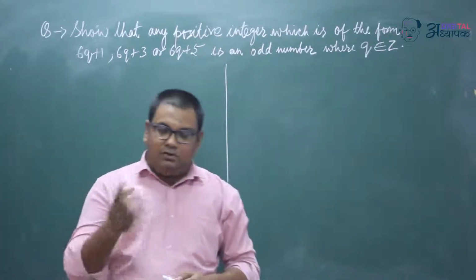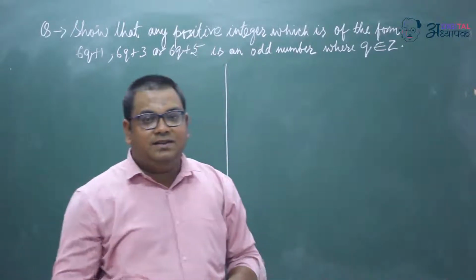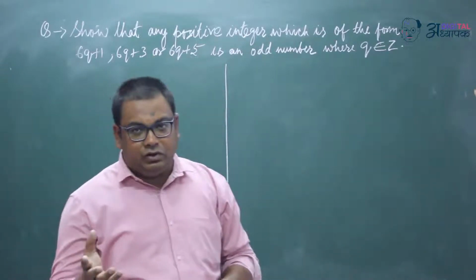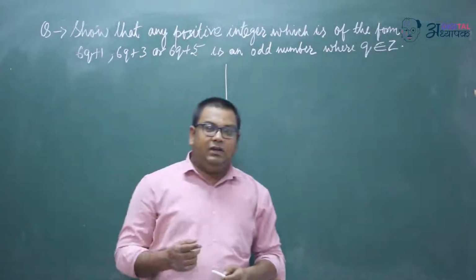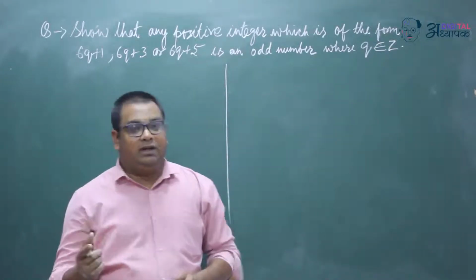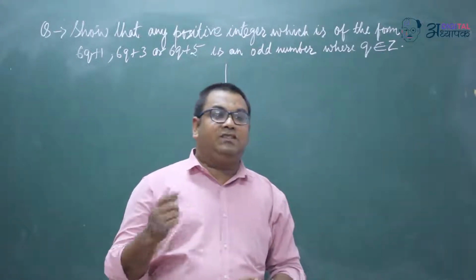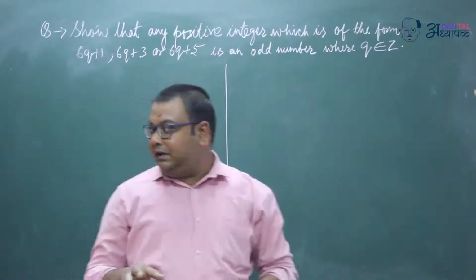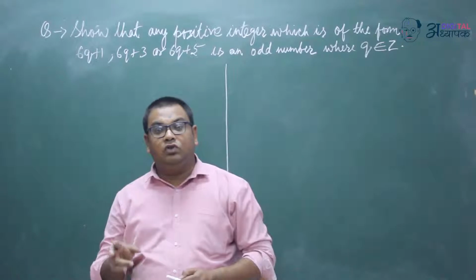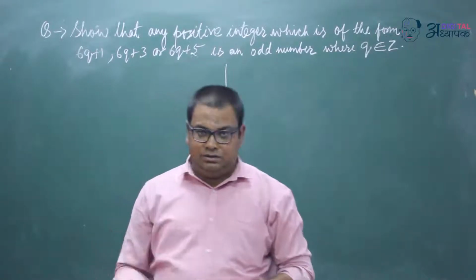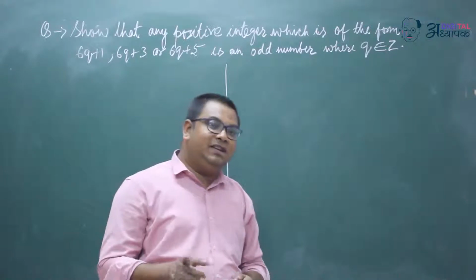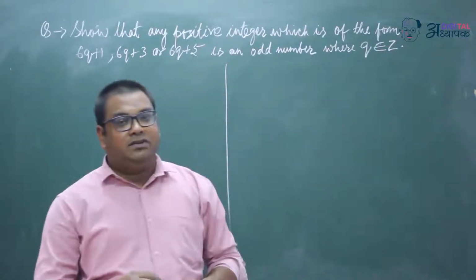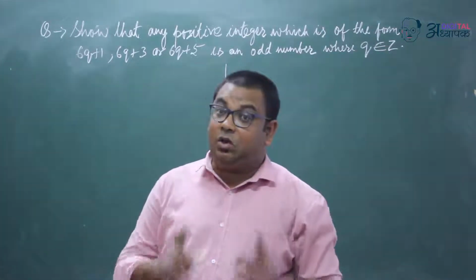So students, as you know that odd and even is defined by division of 2. So any number, if we talk in Euclid's language, any number which is in the form 2q plus 0 is an even number, and the number which is of the form 2q plus 1 is an odd number. I repeat, any number which is of the form 2q plus 0 is an even number, and the number which is of the form 2q plus 1 is an odd number.